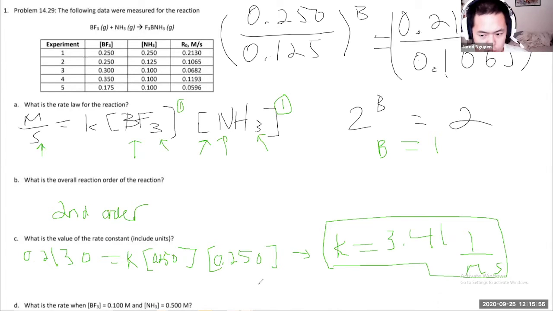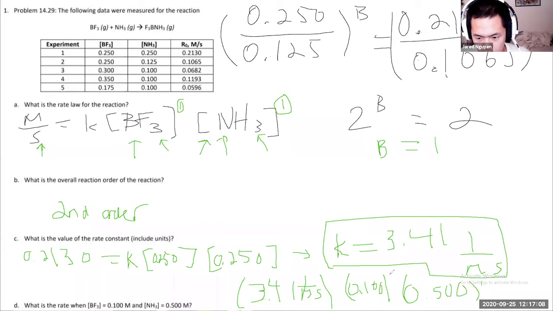So all we need to do is 3.41, right? So we have the rate, we have k, right? We're going to multiply that by 0.10, right, to the first power, and also times 0.50, and that's also going to be to the first power, right? So when you add those up together, that should give you a value of 0.171 molarity a second. Okay.